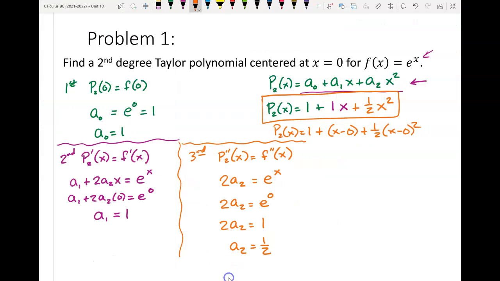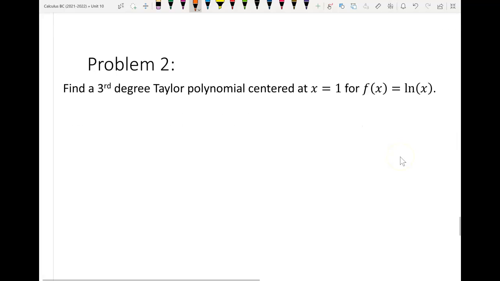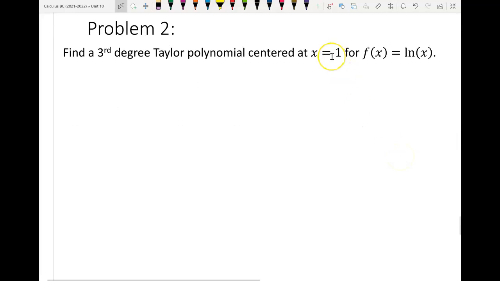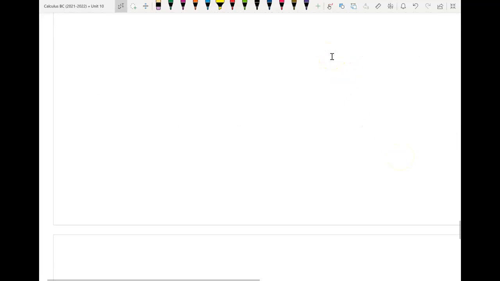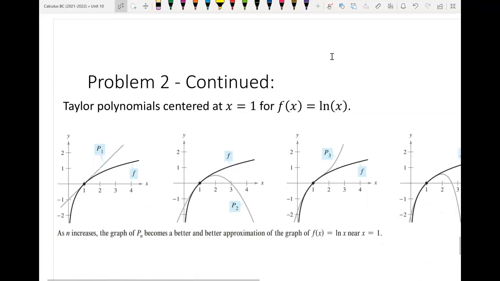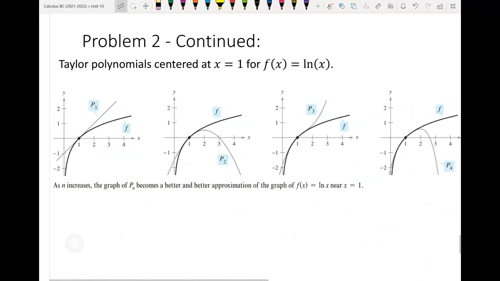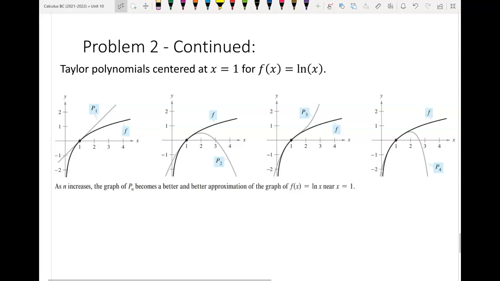I had another one in here, looking at the natural log of x centered at 1. So let me go ahead and just show you what the curves would look like the more you increase the degree. Okay? So this is centered at 1. We see that right here, right? That's where they're sharing that common point, 1.